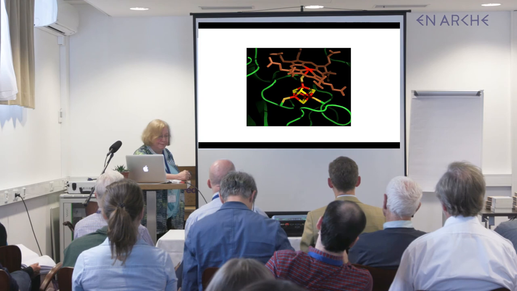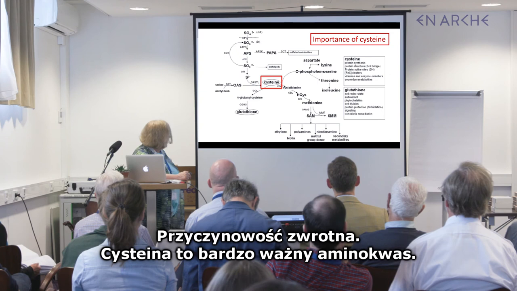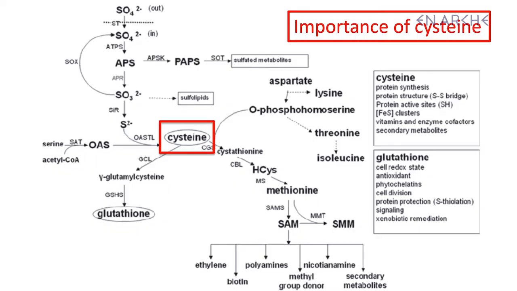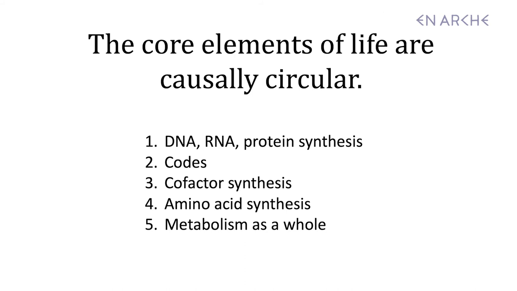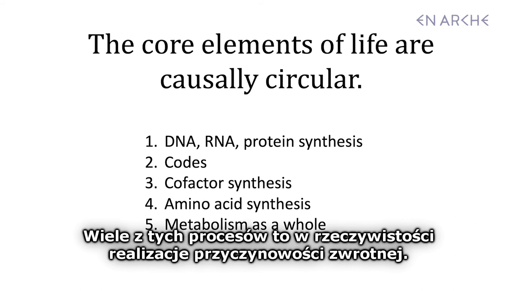There's the amino acid. Causal circularity. Cysteine is a very important amino acid. It's involved in all of these pathways. Redox controls oxidation. It's involved in a lot of cofactors, etc. A lot of these processes are causally circular in life.